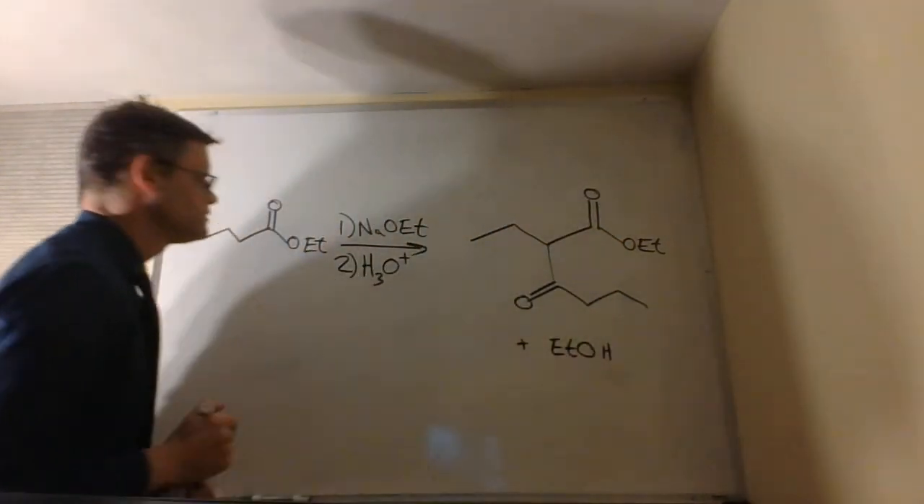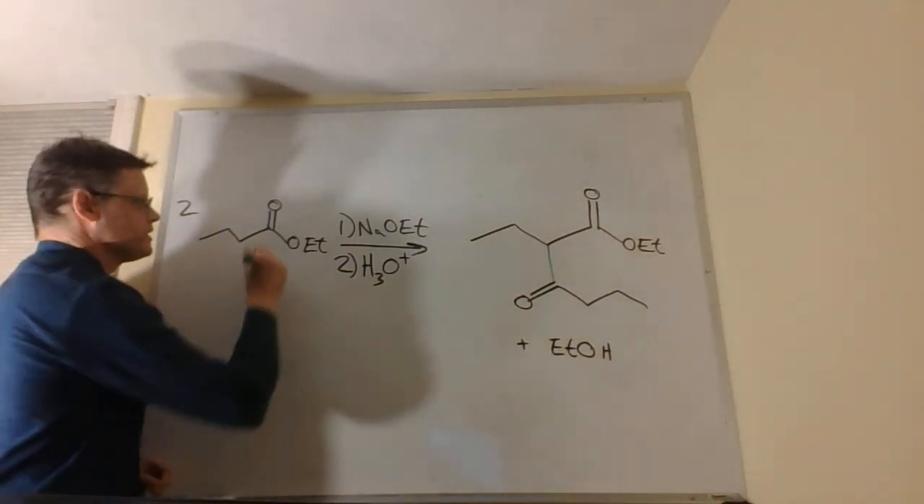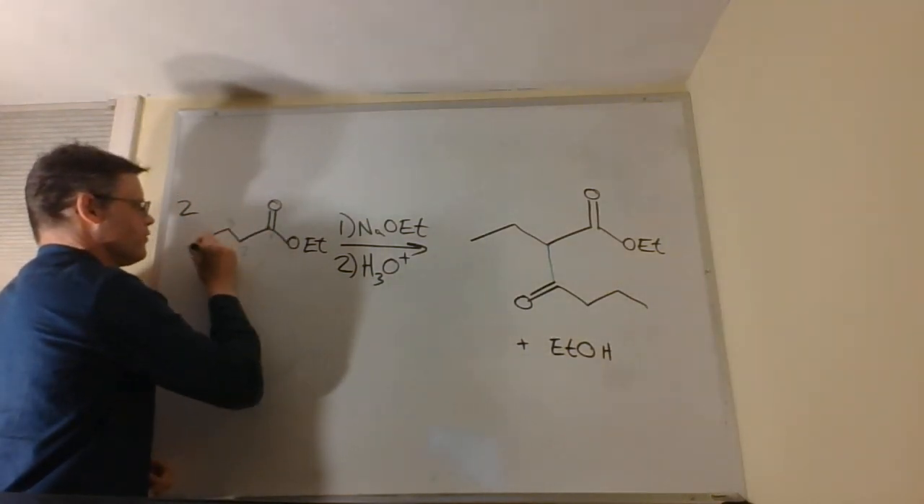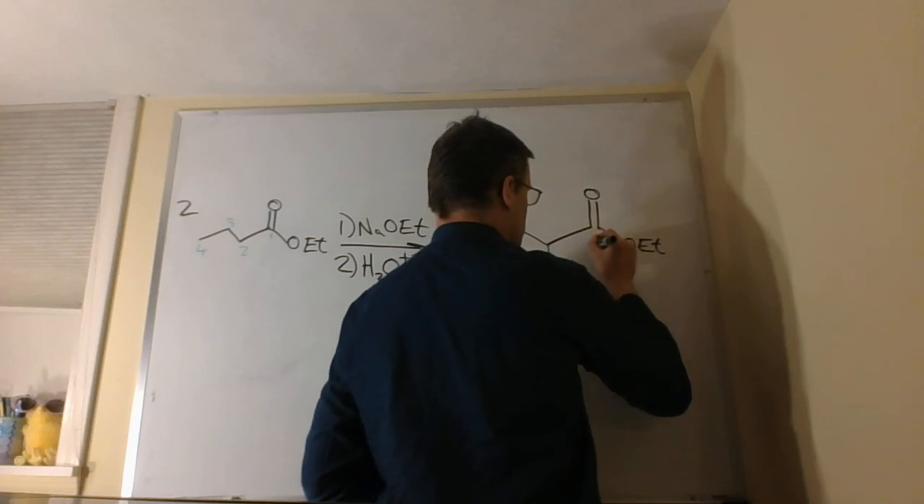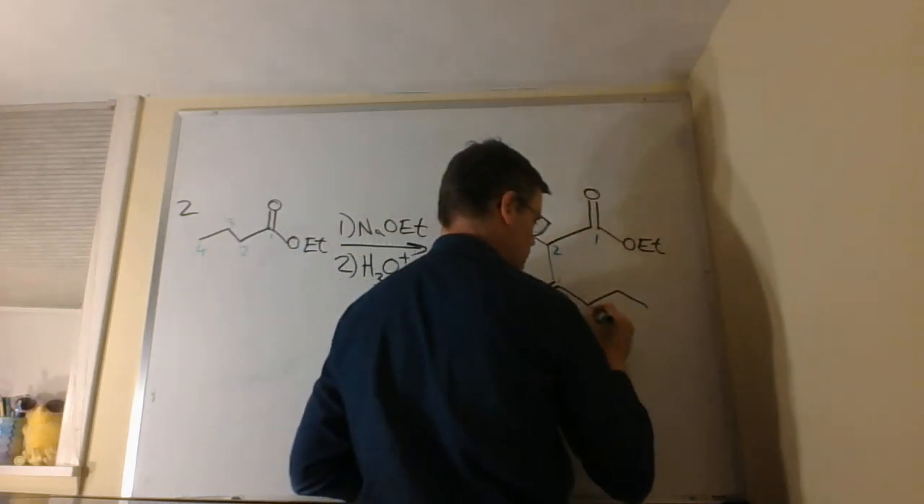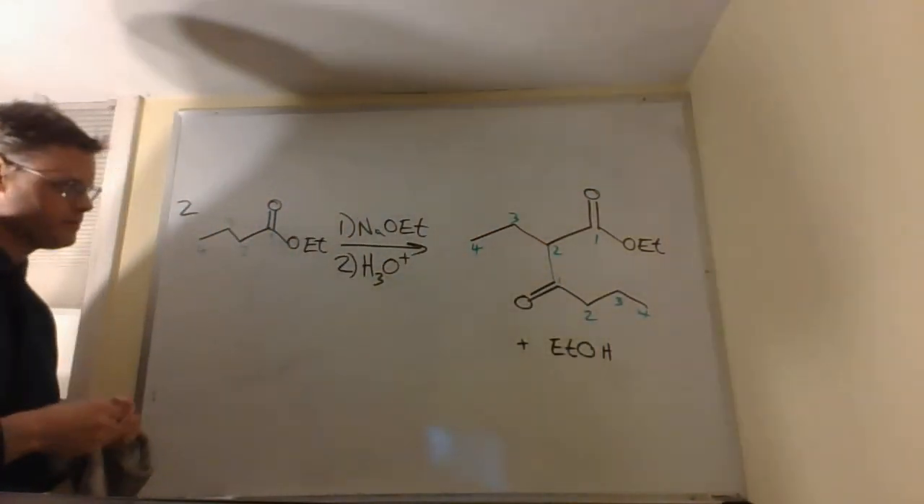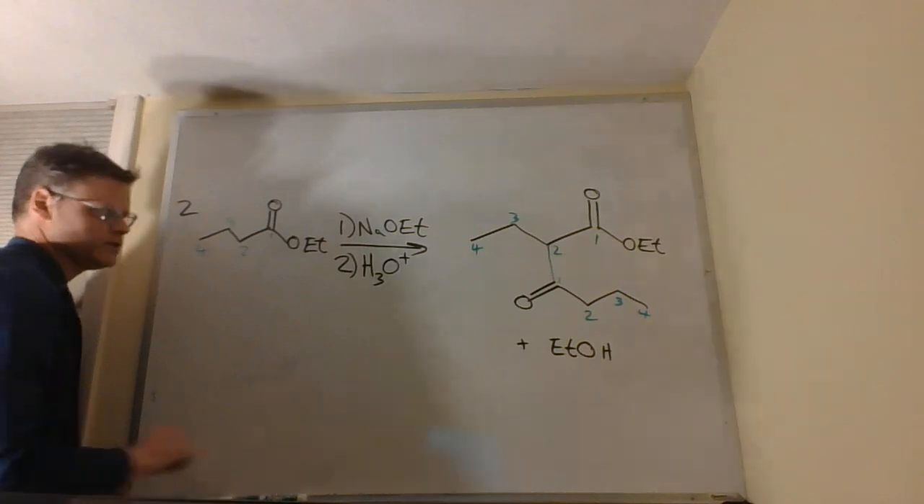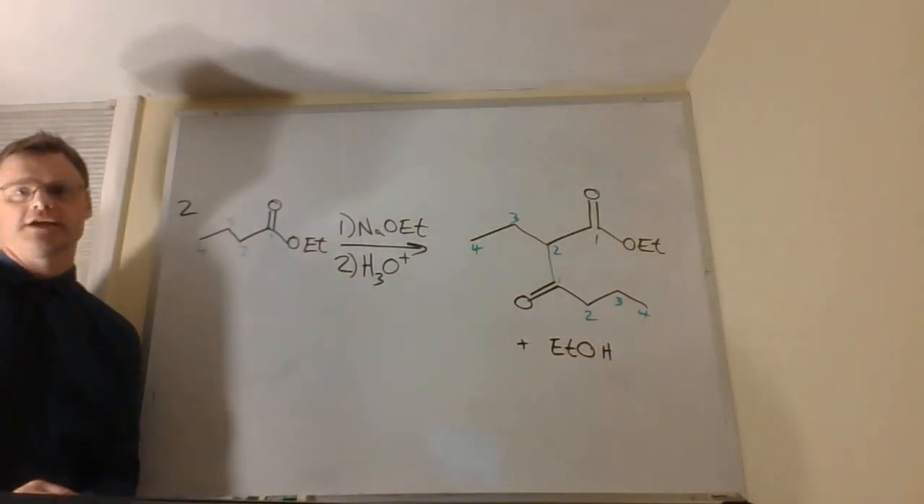So you can kind of see here, maybe if I number these, 1, 2, 3, 4. We got 1, 2, 3, 4, and then 1, 2, 3, 4. So we're forming a bond between carbon 2 of one of the esters and carbon 1 of the other ester.